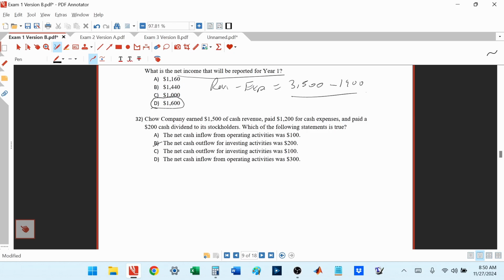Investing activities is whenever we sell or buy a long-term asset, like property, plant, or equipment. So these are both about investing. They can't be right. So it's between A and D. The net cash inflow from operating activities was $300. D is correct. We had $1,500 inflow from operating activities, $1,200 outflow from operating activities equals $300 net inflow. A is wrong.